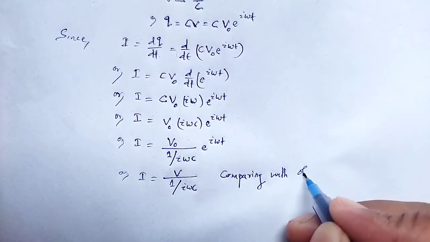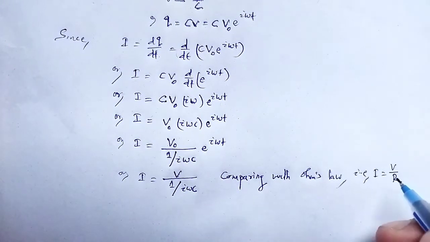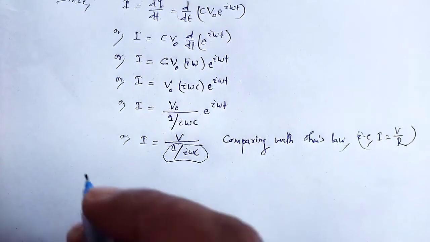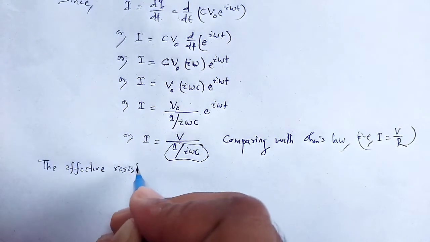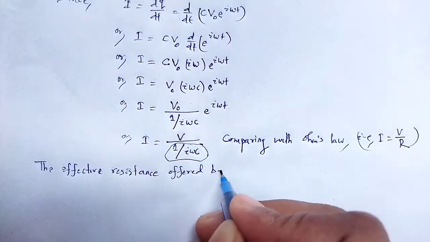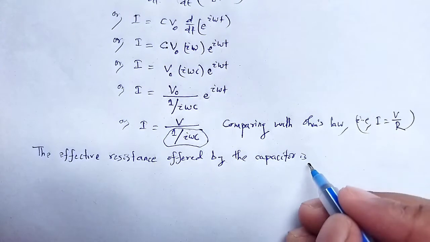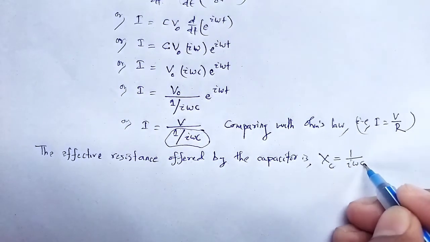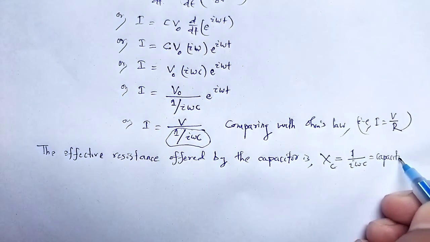Now, comparing this with Ohm's equation, that is current is equal to voltage by resistance, the effective resistance is 1 divided by i omega C. The effective resistance offered by the capacitor is XC, that is the capacitive reactance, 1 by i omega C. For complex, it will be complex capacitive reactance, which is known as capacitive reactance.